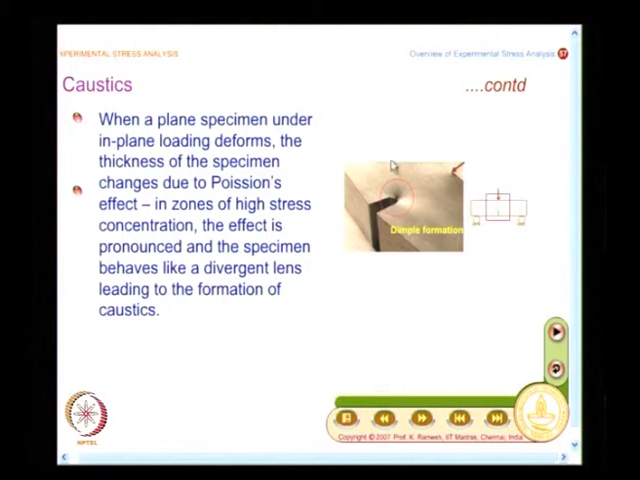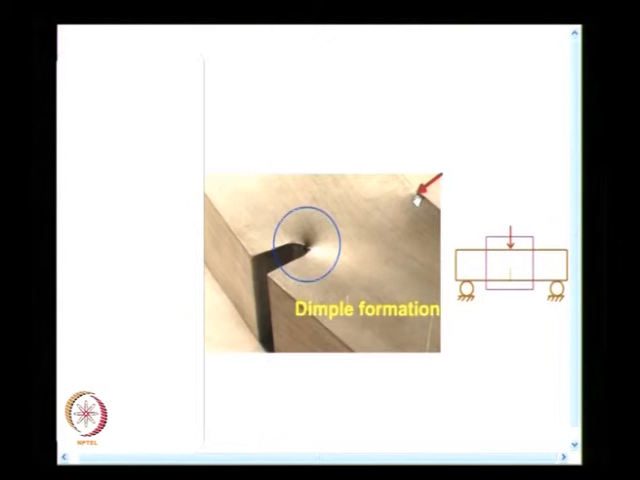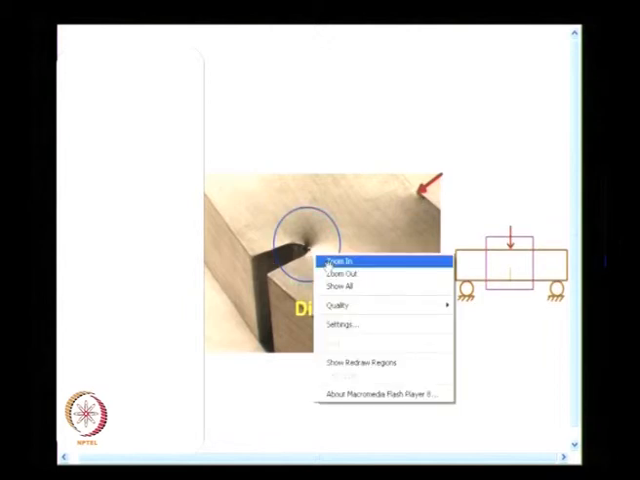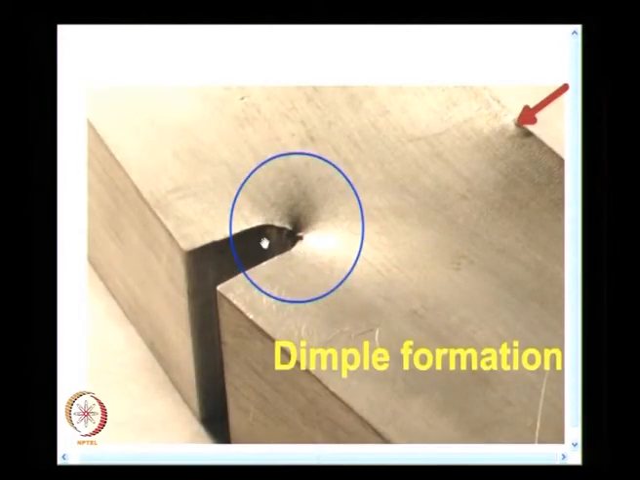I have an aluminum specimen which has a crack, and you see a dimple formation here. First, we will see this, then look at the reason behind it. Can you see the dimple very clearly at the tip of the crack? You see a very large deformation here, and this occurs when I apply load. When this is in 3-point bending and I apply the load, I have a dimple formation.